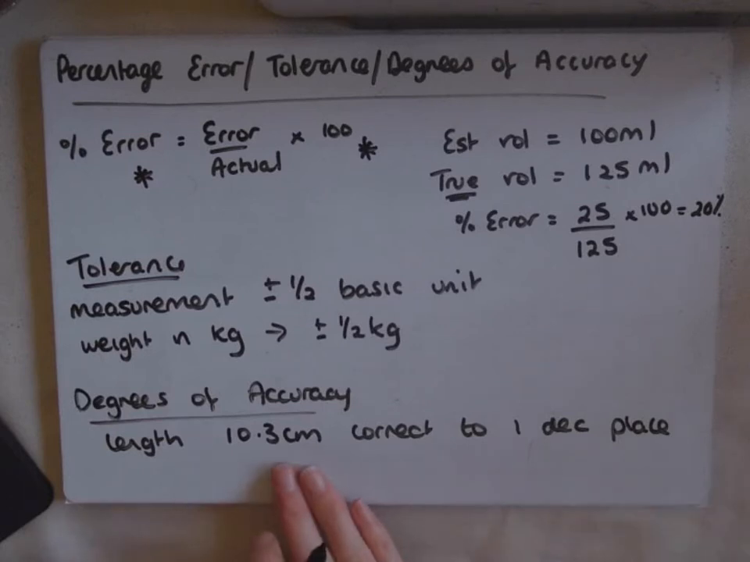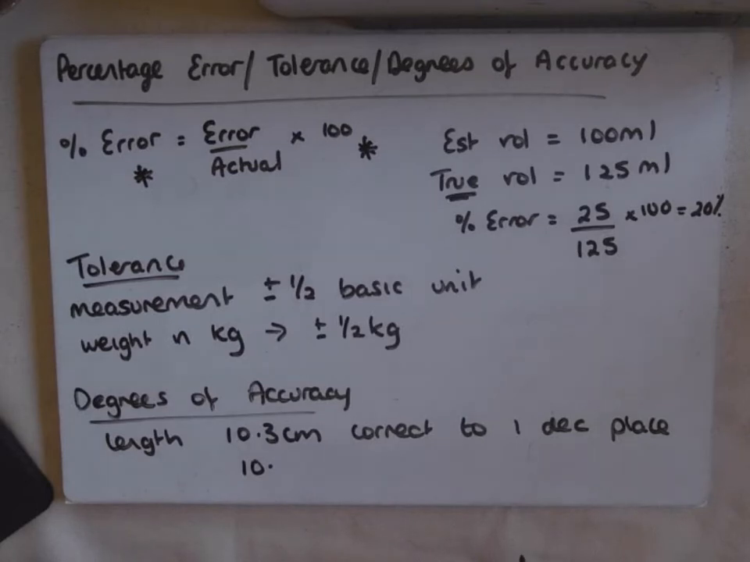What was the smallest possible length 10.3 could have been? Now it was rounded to 10.3, so it could have been 10.25, couldn't it? Because 5 or higher, you round up. If it was 10.249999, you'd have left it at 10.2. So that's the smallest it could have been.